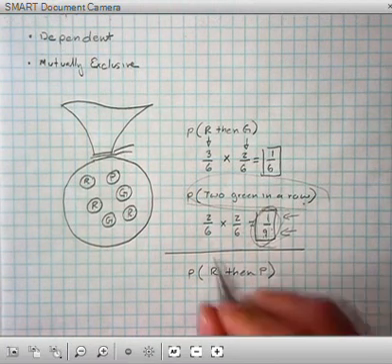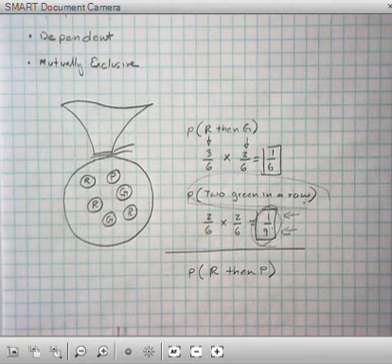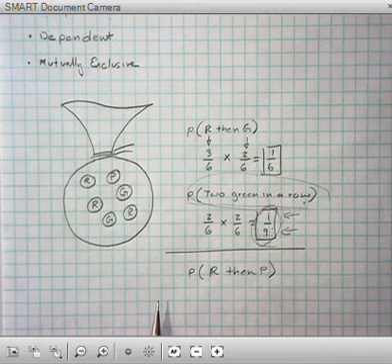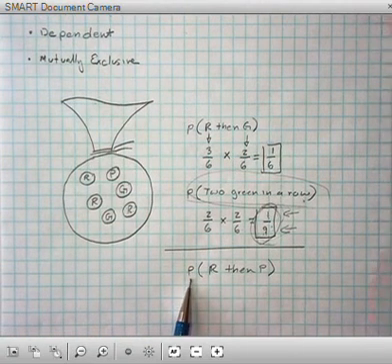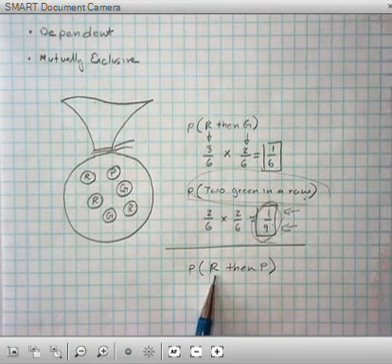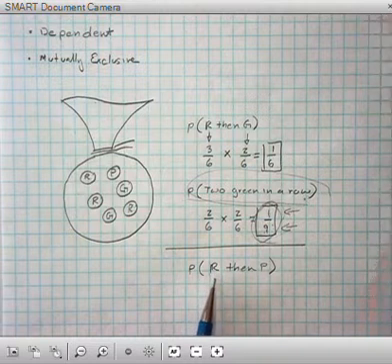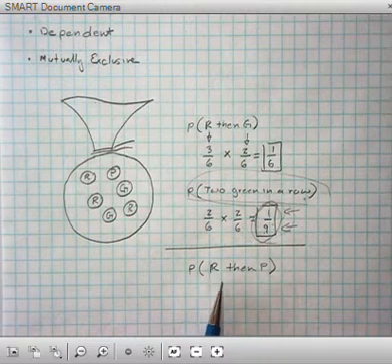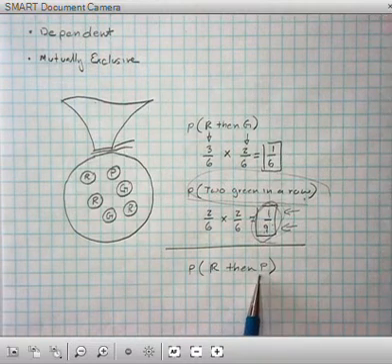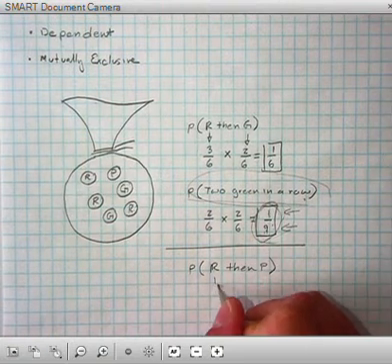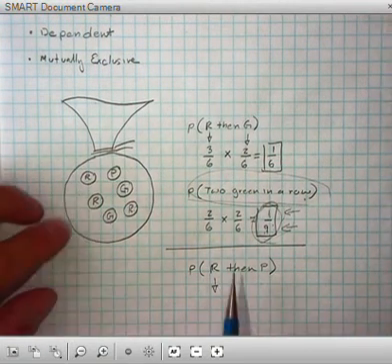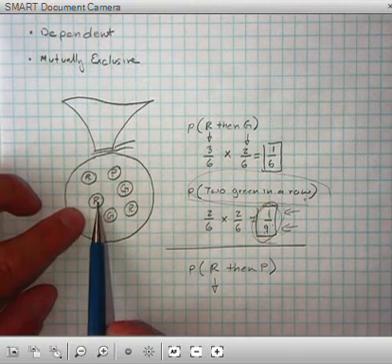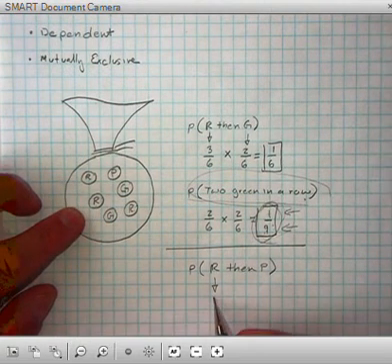So we're going to change our experiment a little and make it a dependent event. Now, instead of putting the marble back in, we're going to leave it out. So we want to know, what is the probability of pulling a red one out and then leaving it off to the side, throw it away, and then getting a purple one. The purple one's probability changes because of that first one that we pull out. So our first one is a red one. There's 1, 2, 3 out of 6.